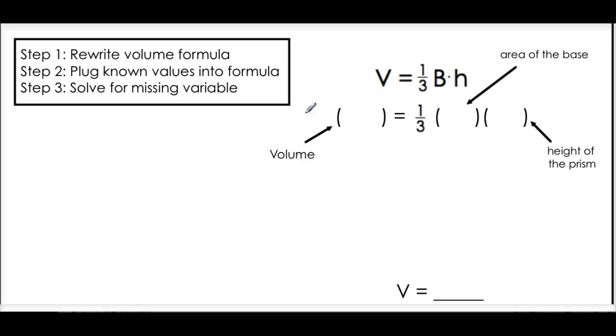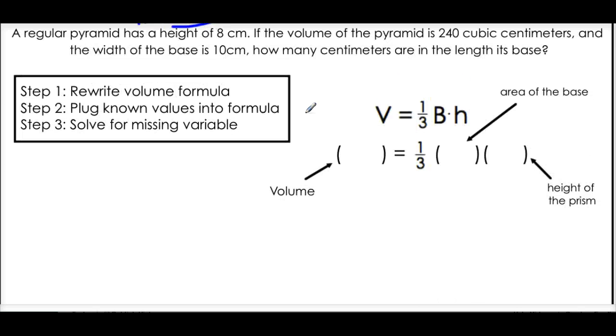All right, we got one final question here. It's another one of these back-solving things. A regular pyramid has a height of 8 centimeters. The volume of the pyramid is 240 cubic centimeters, and the width of the base is 10. What is the length of the base? Whoa, that's a complicated question. Not really. We learned how to do this.